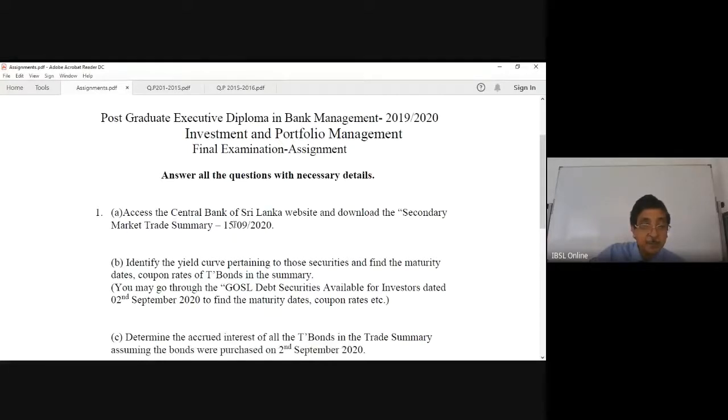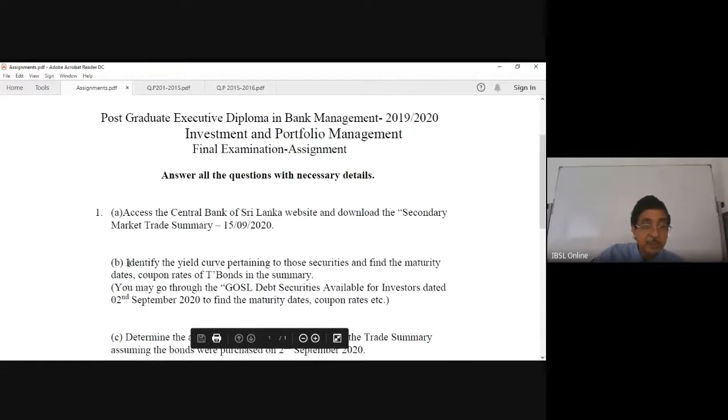Access the Central Bank of Sri Lanka website and download the secondary market trade summary for 15/9/2020. So this can be done through the internet. You can download the particular trade summary. Either you can get a photocopy or a hard copy, or you can just download it to your computer. It is in PDF format.